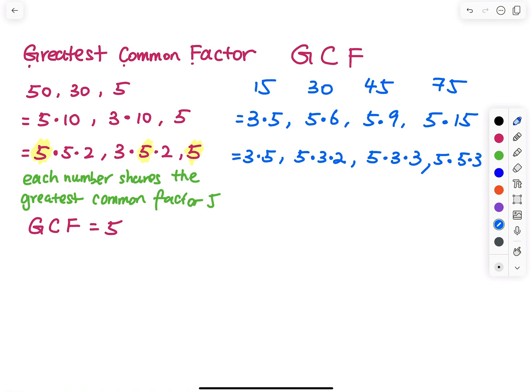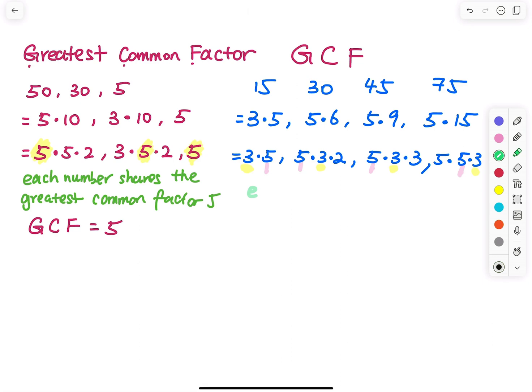So what do they share in common? First of all, let me grab a highlighter. I see that each number shares a factor of 3, so I will underline the 3, 3, 3, and 3. What else? I also see that each number shares a 5, right? Let me switch to a different color, pink. So 5, 5, 5, and 5.